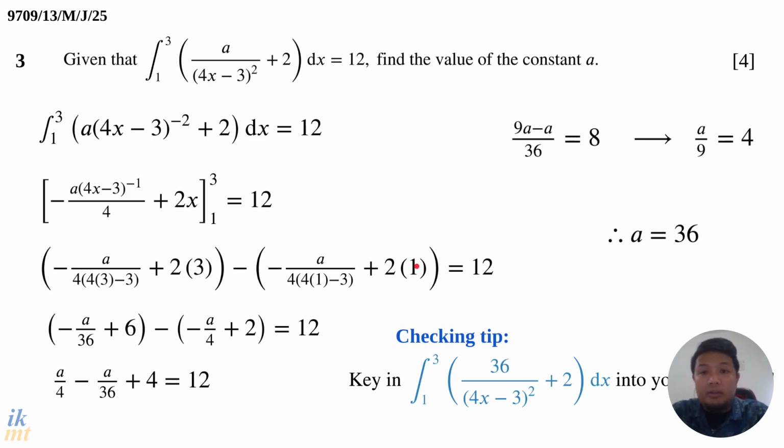If you get 12 in your calculator, that means that 36 there is correct. There's only one way for it to be correct. So if you do get 12, then you know you're right, and you can proceed with the next question knowing that you did everything right in this question. So if you do get the value a equals 36, then you have done a good job.